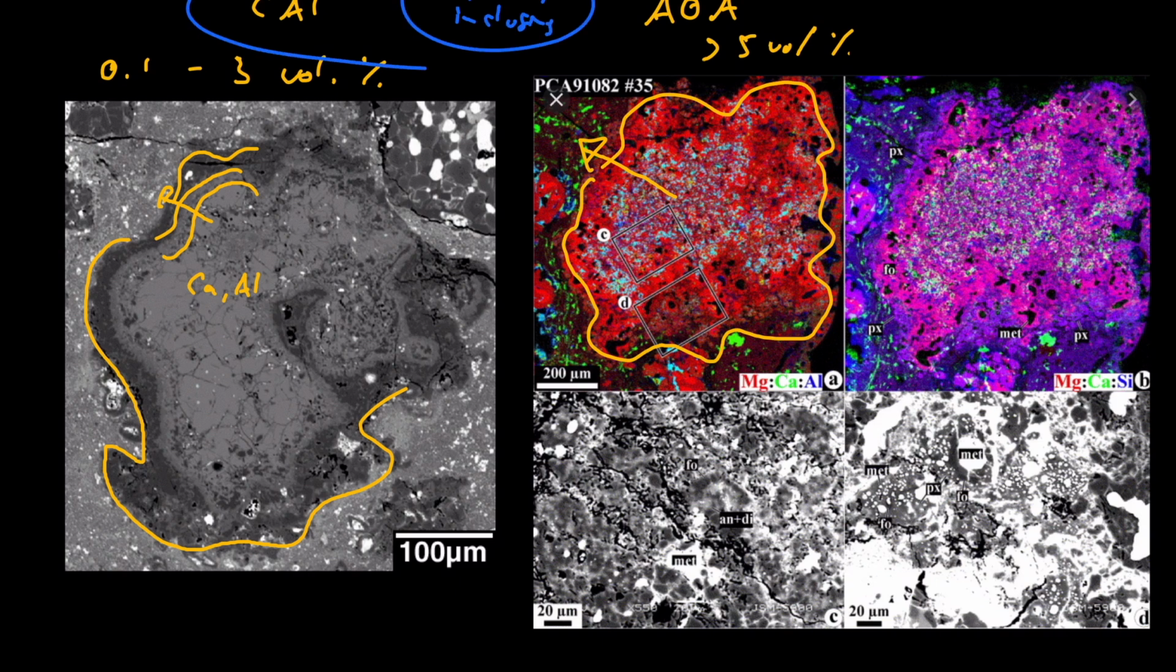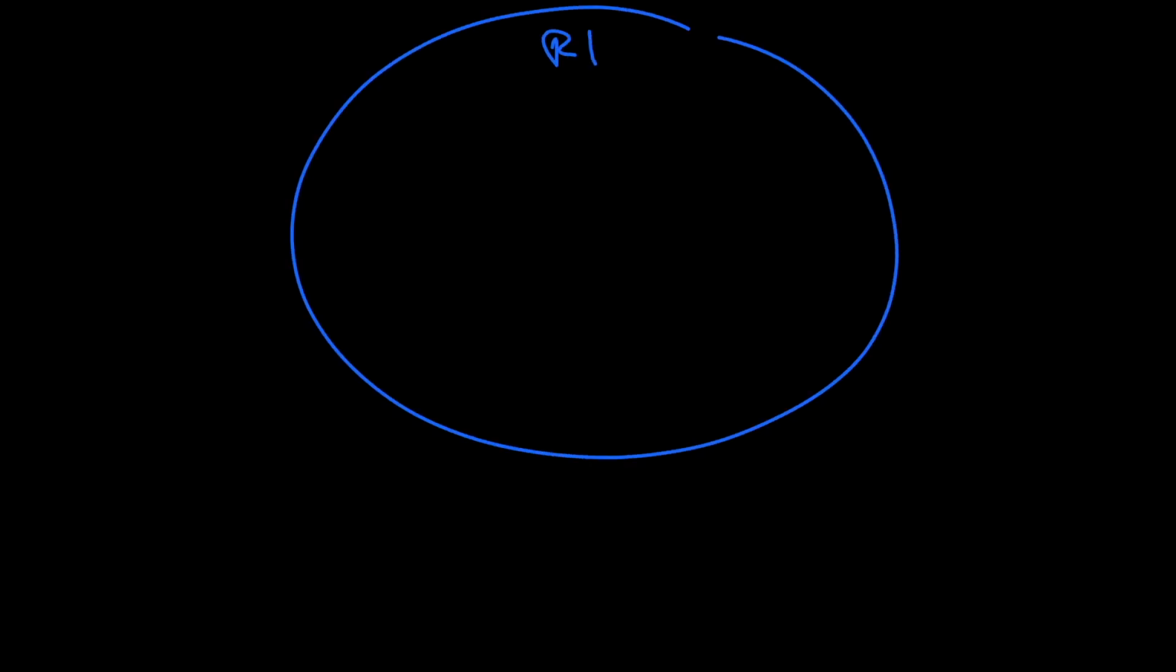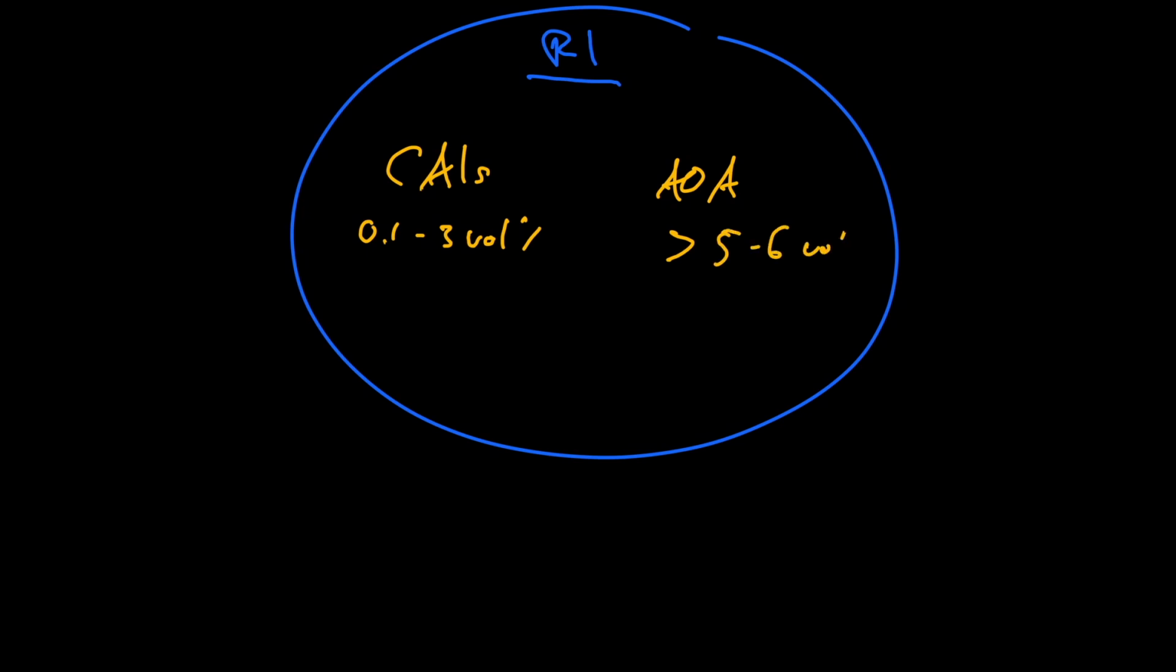And both of them are contained within the refractory inclusions. So this is the relationship between them. Or maybe more clearly, these are refractory inclusions, as they are usually abbreviated, and within them are the CAIs with maybe 0.1 to 3 or 4 volume percent, and the AOAs with maybe more than 5 to 6 volume percent. So together they can have up to, not necessarily, but up to maybe 10 or even a little bit more volume percent of refractory inclusions.